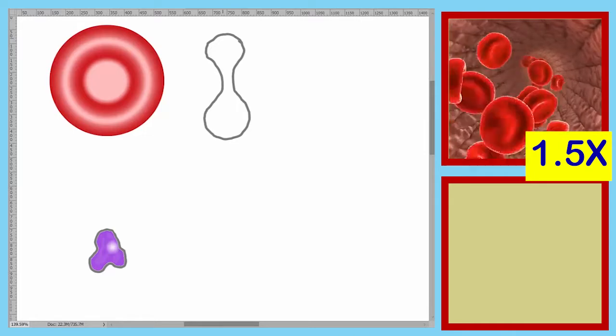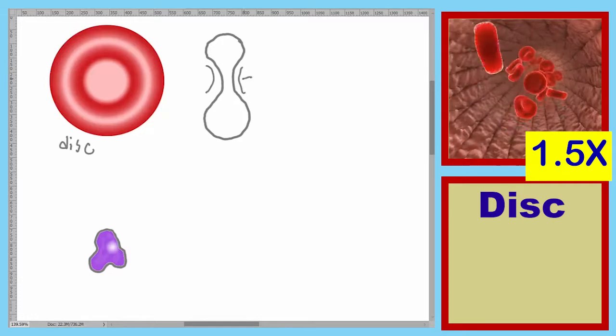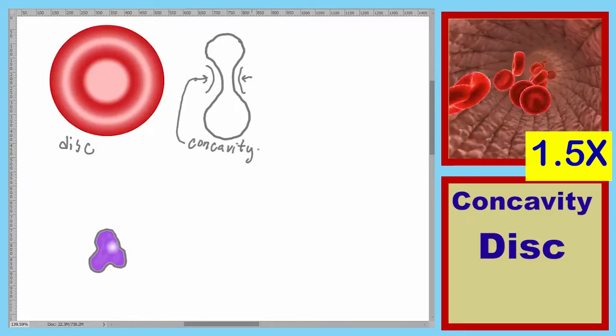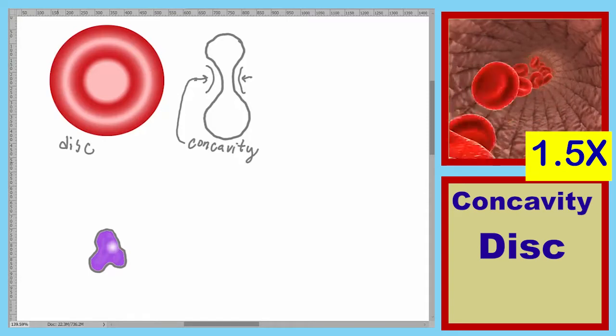First off, we can see that this cell is round like a disc. So this cell is a disc. And also, looking at the side view, we can see that there's a concavity here and a concavity here. And because this cell is a disc with two concavities, it's referred to as a biconcave disc. So we're going to write that here.